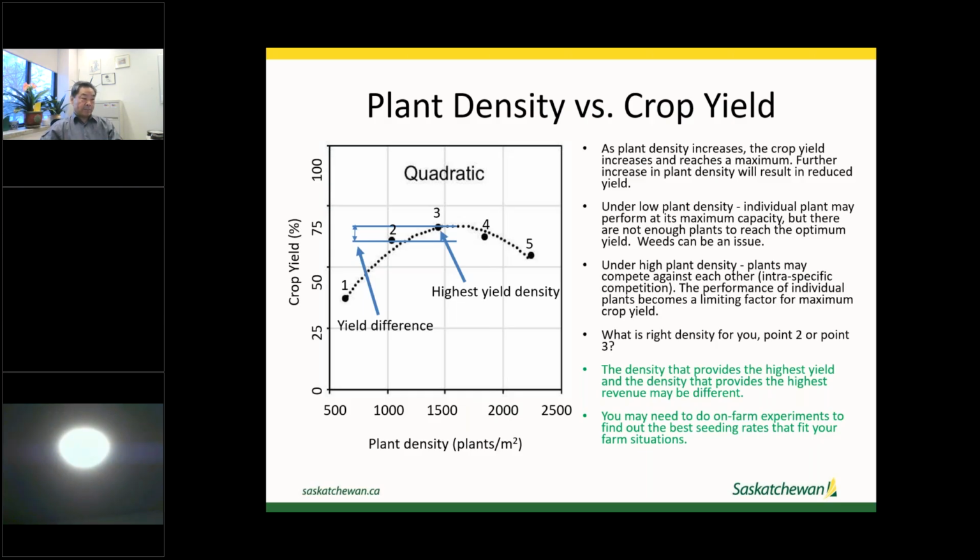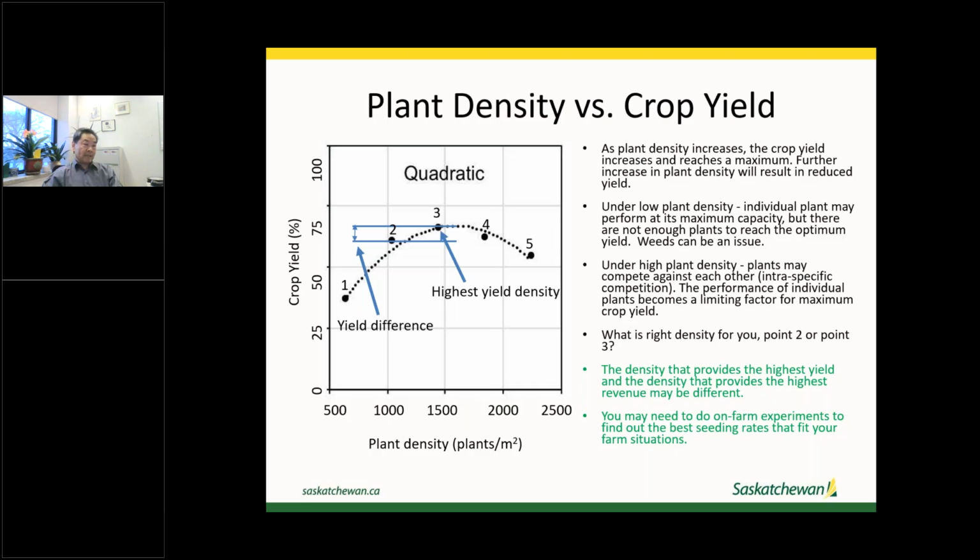In general, the relationship between plant density and crop yield follows a quadratic curve. That means as plant density increases, at the beginning the crop yield increases and reaches a maximum, at which point a further increase of plant density will result in reduced yield. And if you put in more seeds after that point, your yield will reduce more, as shown in the graph on the left.